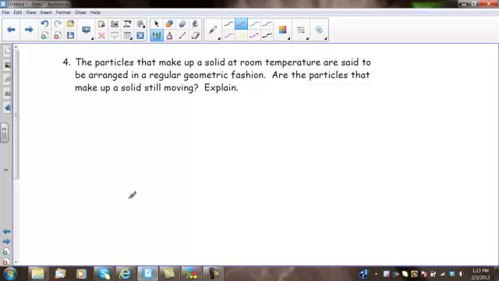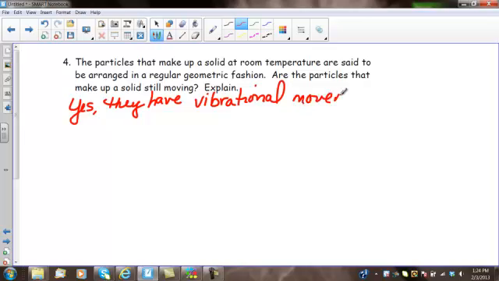The particles that make up a solid at room temperature are said to be arranged in a regular geometric fashion. Are the particles that make up a solid still moving? Yes, they have vibrational movement about a fixed point.